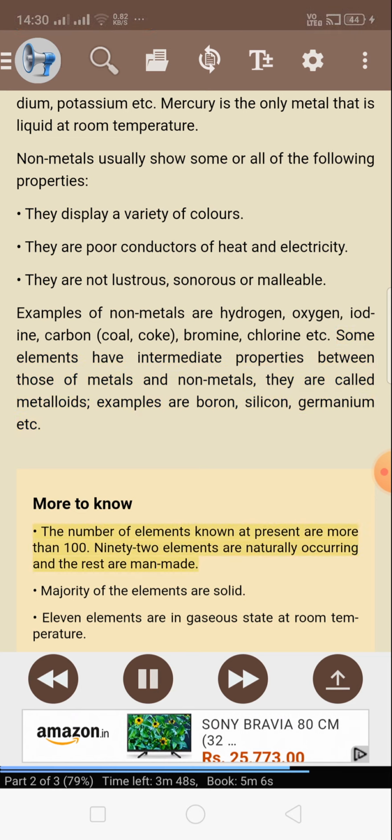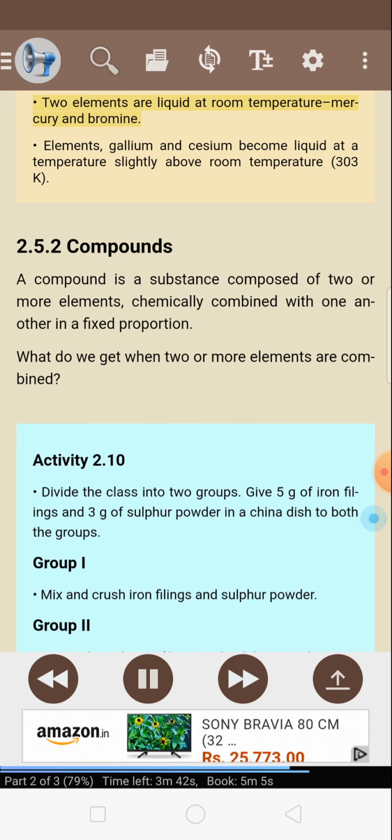More to know. The number of elements known at present is more than 100. 92 elements are naturally occurring and the rest are man-made. Majority of the elements are solid. 11 elements are in gaseous state at room temperature. 2 elements are liquid at room temperature, mercury and bromine. Elements gallium and cesium become liquid at a temperature slightly above room temperature, 303 K.